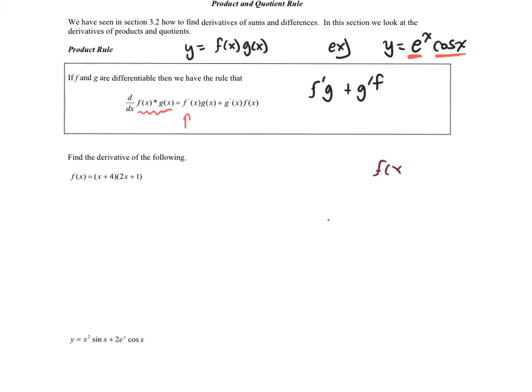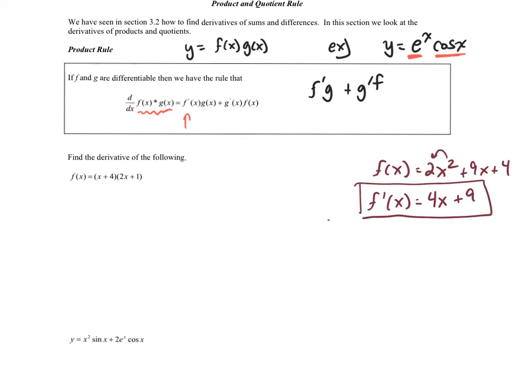Now, if I were to FOIL this, I get 2x squared plus 9x plus 4. You can check your FOIL on that. So using my regular rules, I know this would be 4x, taking the 2 down, one less power, plus 9. That is my derivative, 100% done. But we'll do this one with the product rule just to see if it gives us the same answer.